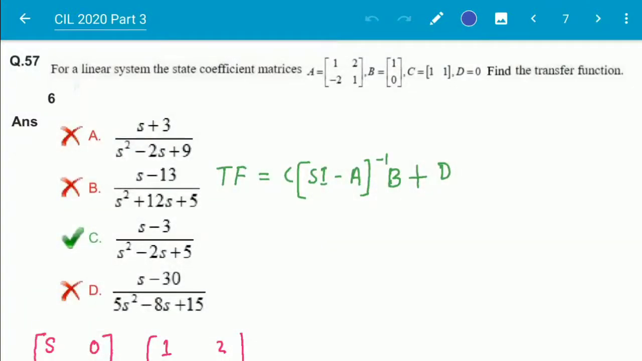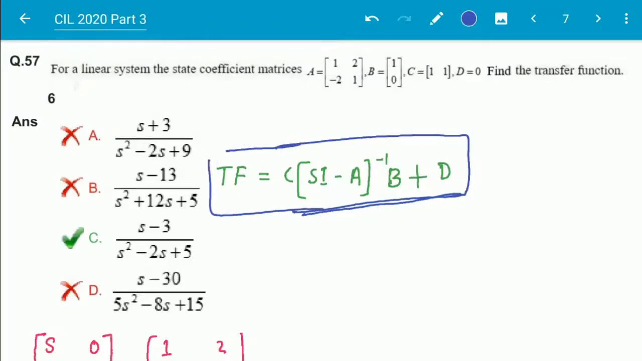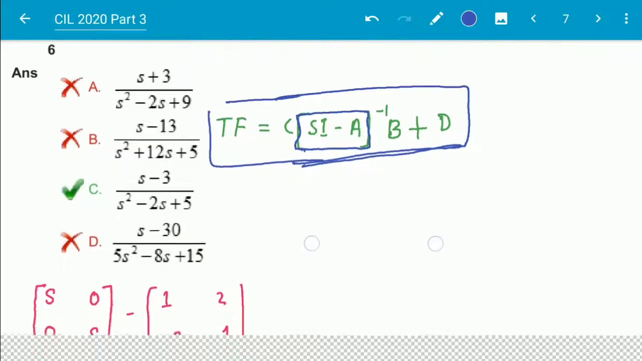Question number 57. For a linear system, the state coefficient matrices A, B and C values are given. Find the transfer function. The transfer function formula is C into (sI minus A) inverse into B plus D. This is the transfer function formula for the state transition matrix. First we have to find (sI minus A) inverse and then multiply with C and B. Let's find out.